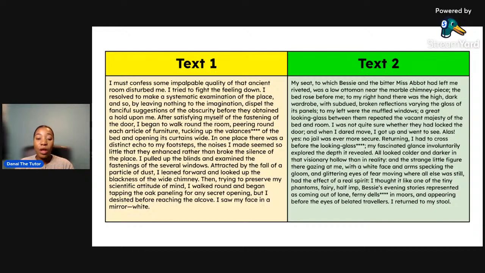Attracted by the fall of a particle of dust, I leaned forward and looked up the blackness of the wide chimney. Then, trying to preserve my scientific attitude of mind, I walked round and began tapping the oak paneling for any secret opening. But I desisted before reaching the alcove. I saw my face in a mirror white. Okay, so that's a section from text 1.